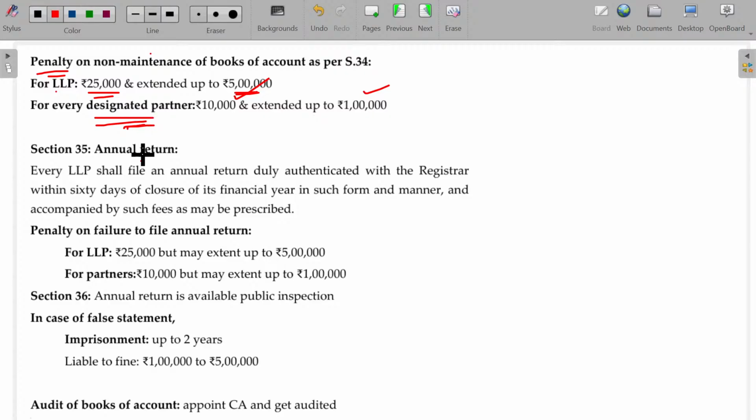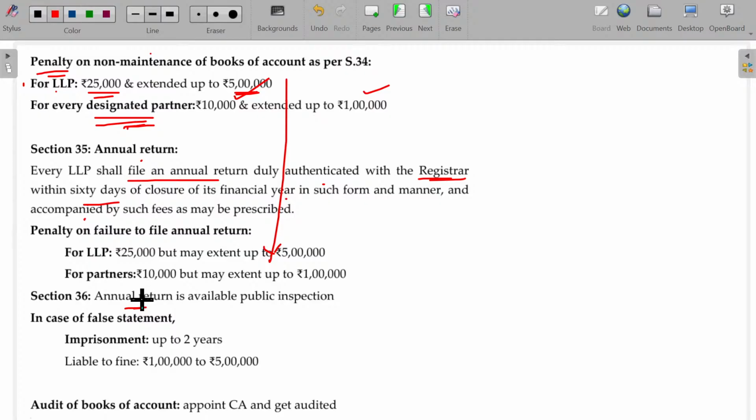Annual return. So you have to file an annual return duly authenticated with the registrar within 60 days of the closure of the financial year. If it is not so, then the fee or penalty payable is similar to this one. And this annual return filed, that income statement or balance sheet you show, any public can come and see this. This is called public inspection.